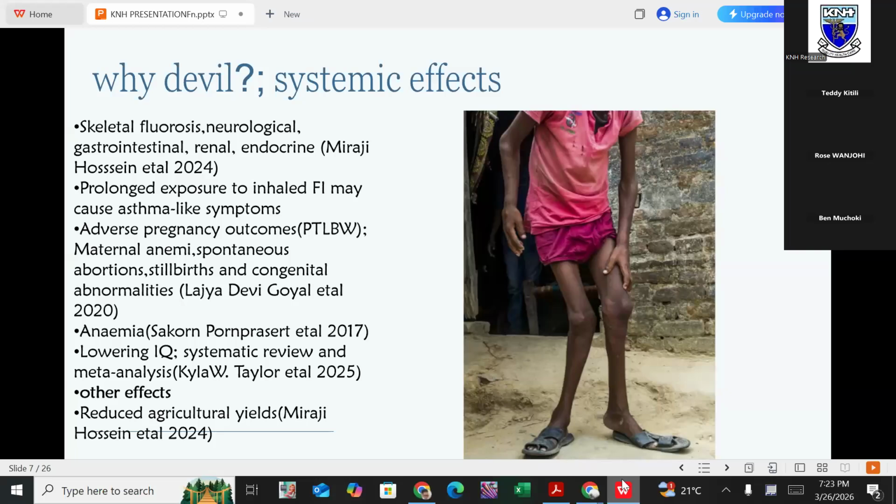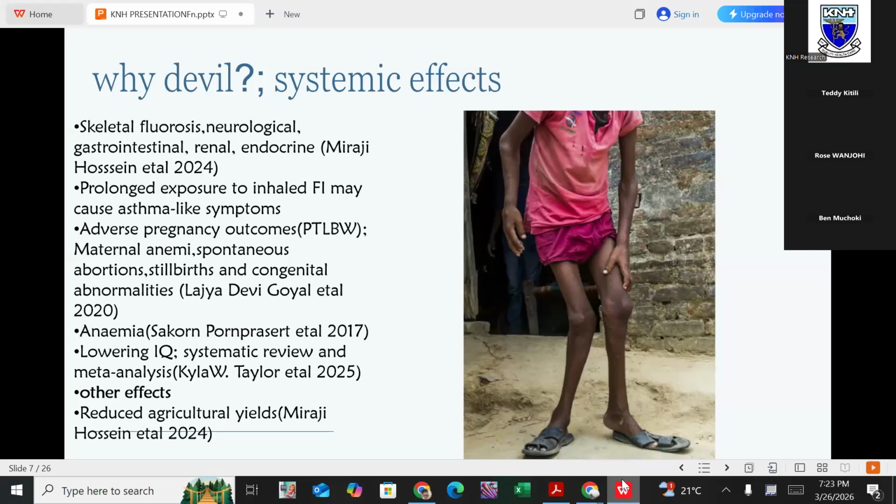It causes calcification of the pineal gland, and this will give you distorted sleep patterns. Exposure to fluoride in air, high exposure, can give you asthma-like problems.